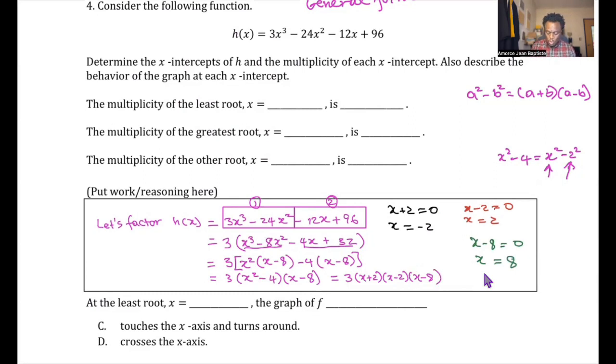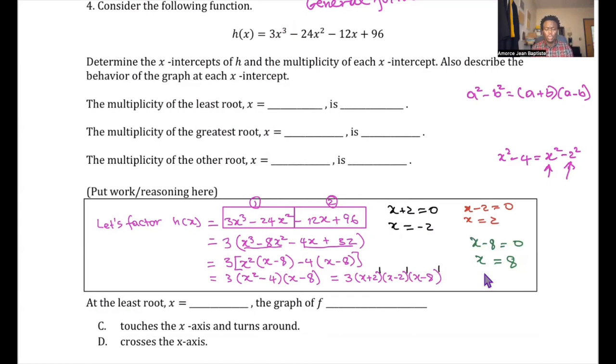We can tell which one is the greatest, which one is the lowest, and then the other one. So now, when I'm looking, I can tell that the power for each is 1. So multiplicity is 1 for each. And obviously the degree was 3. So clearly the multiplicities, when you add them, give you the degree of the polynomial.